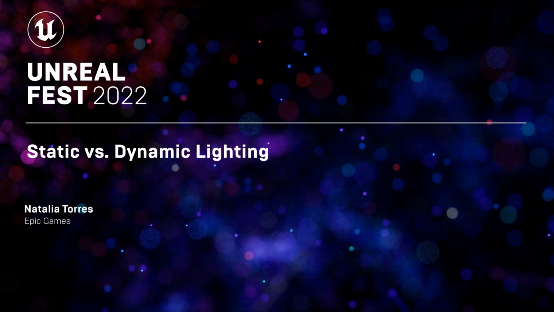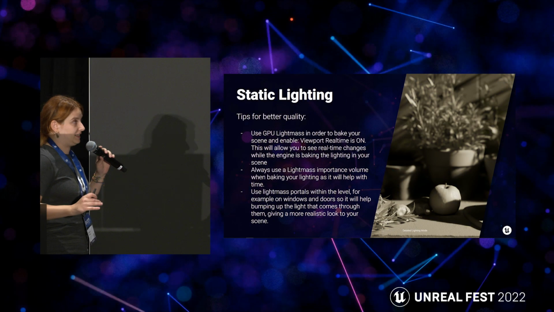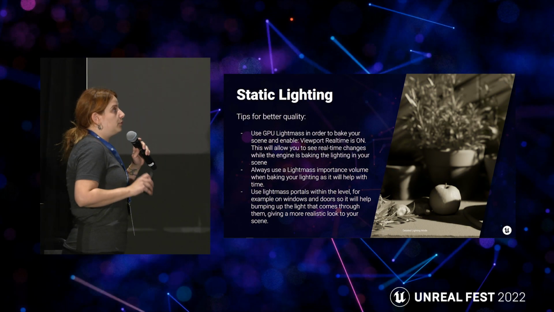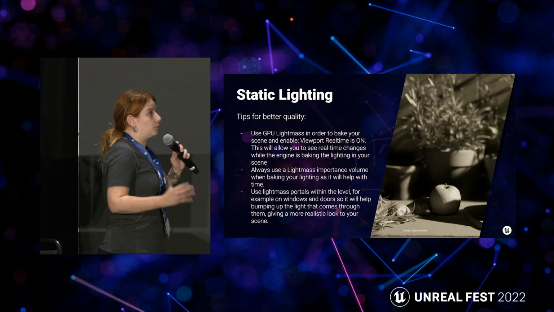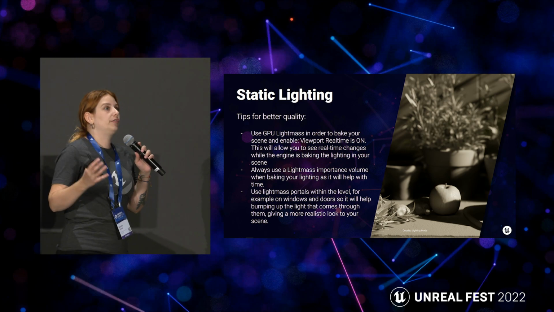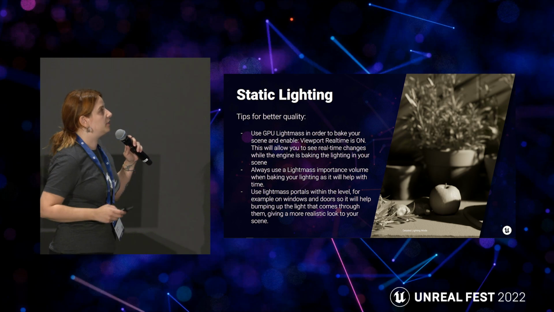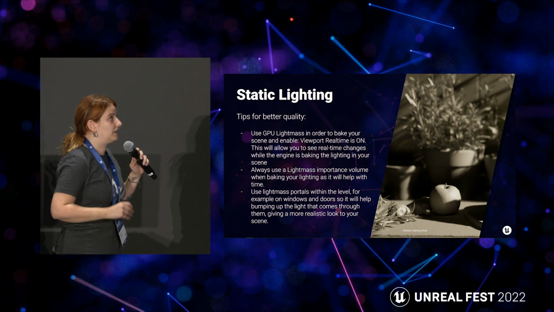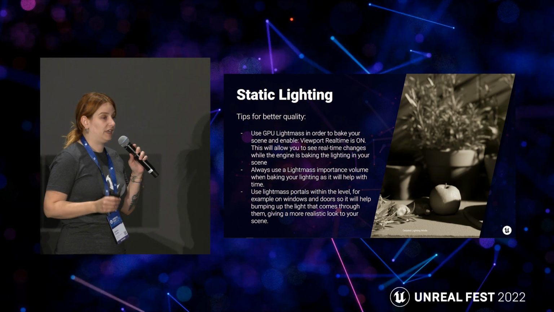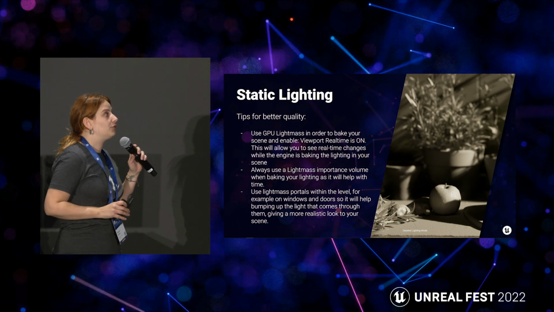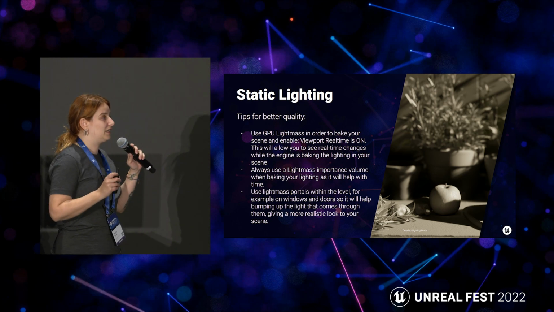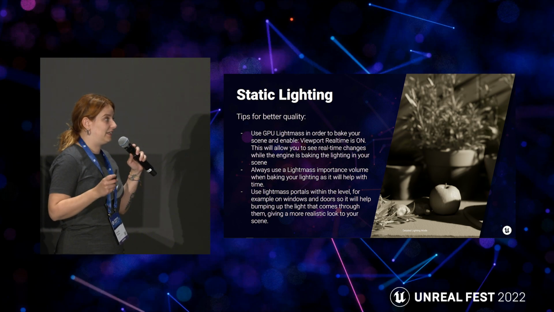So, tips for better quality when you work with static lighting. Use GPU light mask when you can. Once more, you've got that hardware issue, if that makes any sense. So use GPU light mask in order to bake your scene and enable viewport real-time on. This will allow you to see real-time changes while the engine is baking the lighting in your scene.